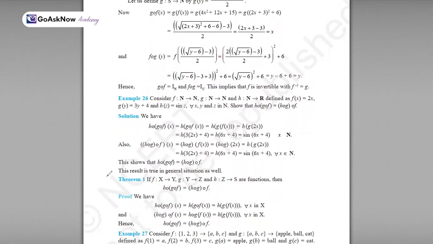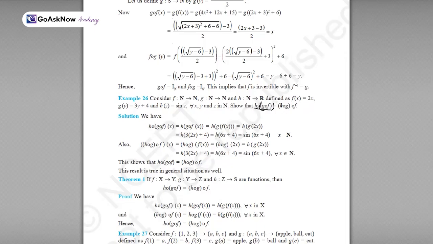Consider f is a function from natural numbers to natural numbers, g is also a function mapped from N to N, and h is a function mapped from natural numbers to real numbers. It is defined where f(x) = 2x, g(y) = 3y + 4, and h(z) = sin z for every x, y, and z in natural numbers. We need to show that ho(gof) is equal to (hog)of. So it is a complex question, and we will see how the answer will come. So we have (ho(gof))(x).